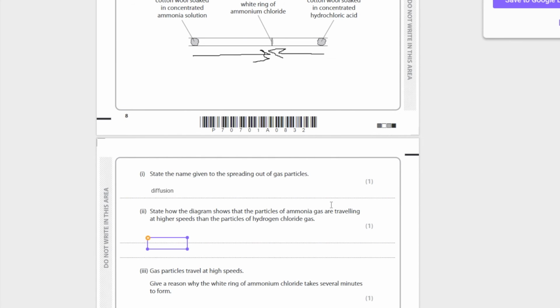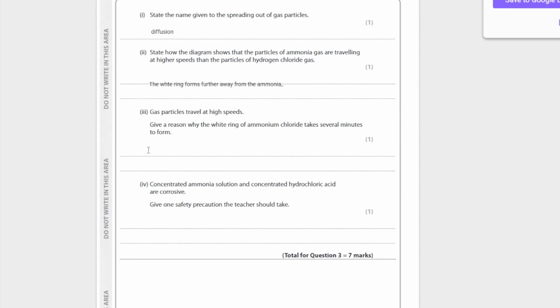Now, how well can we tell? Well, we can see that the white ring is not equidistant from the cotton wool with hydrochloric acid and the cotton wool in ammonia solution. So we can say the white ring forms further away from the ammonia. Yes, the white ring forms further away from the ammonia, or closer to the hydrochloric acid. Simple as that.